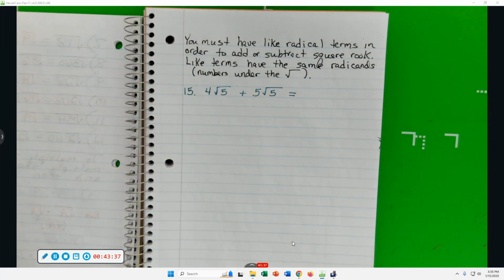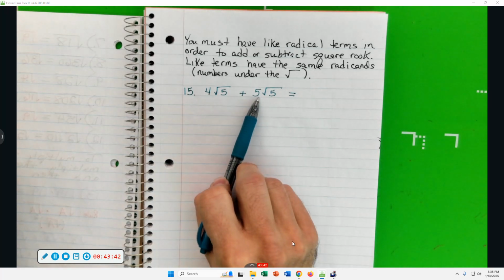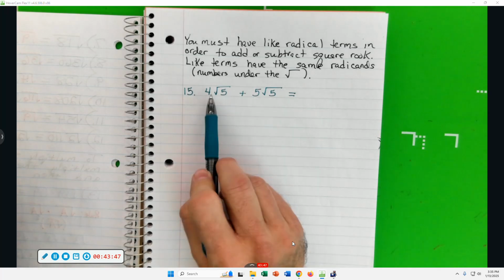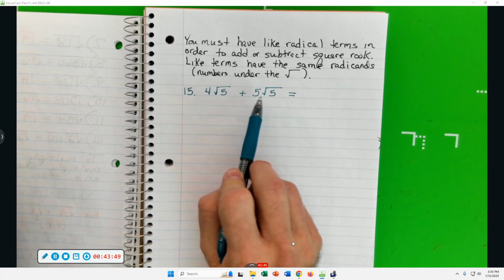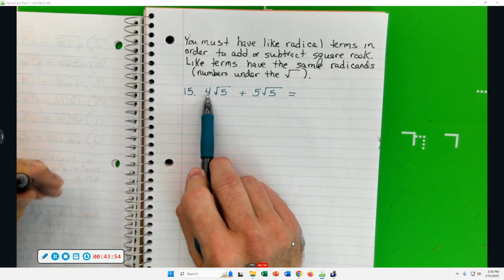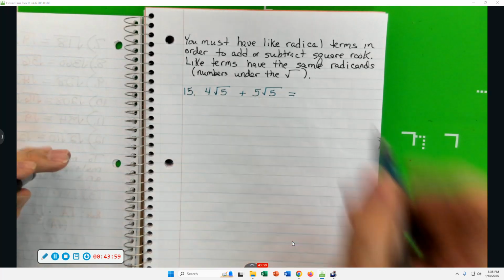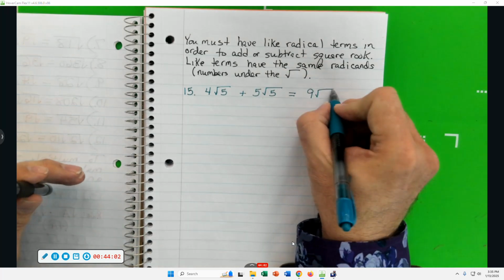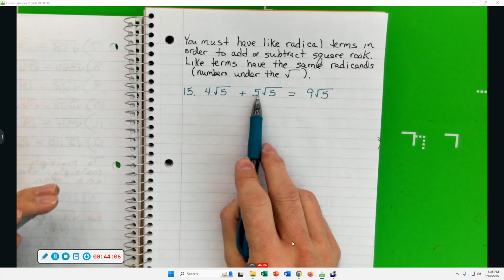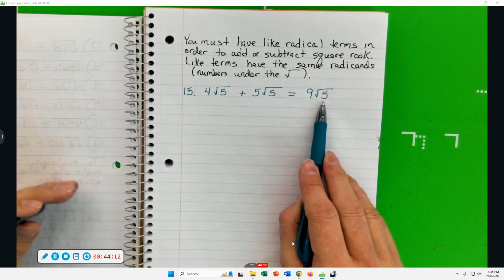Exactly. Y'all hear what she did? She just added the 4 and the 5. Do not add the numbers under the square root. Do not add the numbers outside the square roots. 4 square root of 5 plus 5 square root of 5 is like 4 dogs plus 5 dogs is 9 dogs. 4 square roots of 5 plus 5 square roots of 5 is 9 square roots of 5.